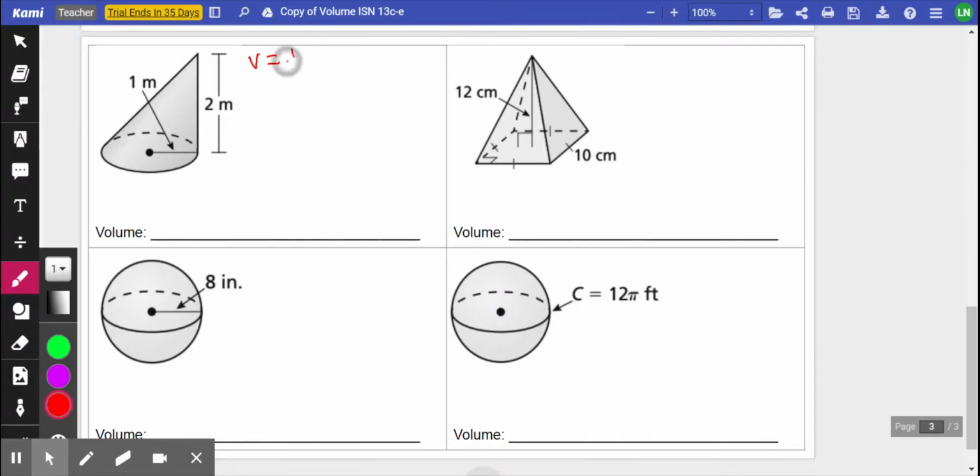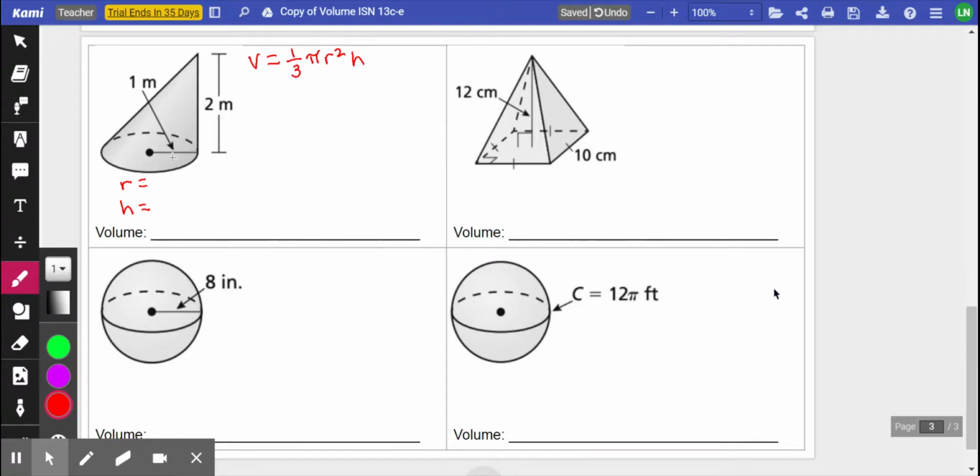So remember that the volume of a cone, as we just discussed, is 1/3 times pi times radius squared times the height. So there is our formula. We have to make sure that we know what the radius is and that we know what the height is. Those are our 2 variables in this formula. So here we have our cone.